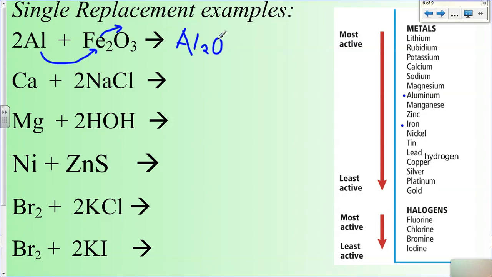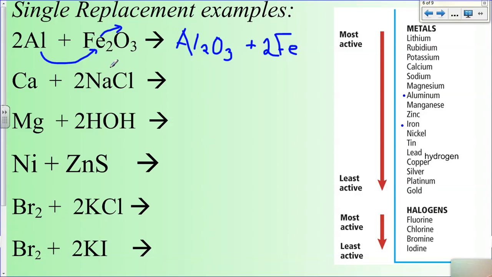Al2O3. And I have to figure out, well, what's my other product? Well, iron has gotten the boot. I will write iron, which is Fe, and there's two of them. Where's the two going to go? Well, iron is not one of those Brinkelhoff twins. It is not diatomic, so we have to put the coefficient of 2 in front.